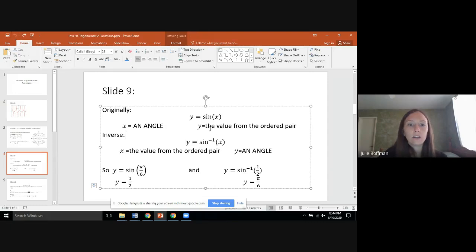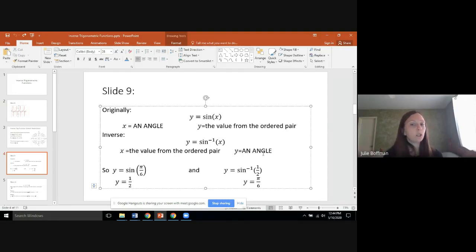And y is the value from the ordered pair, which, since it's sine, would be the y value, or if it was tangent, it'd be y over x. But now that it's inverse, that switches. So now the x value inside your inverse sine is the value, and your y value is an angle.